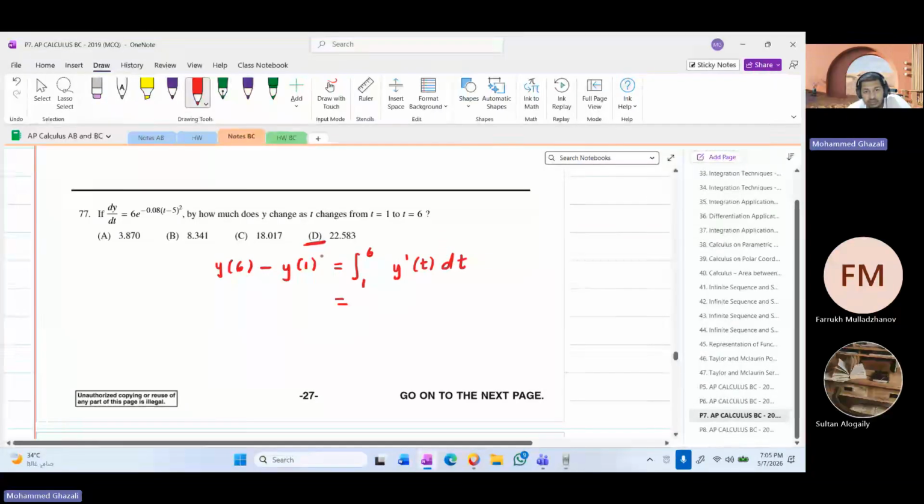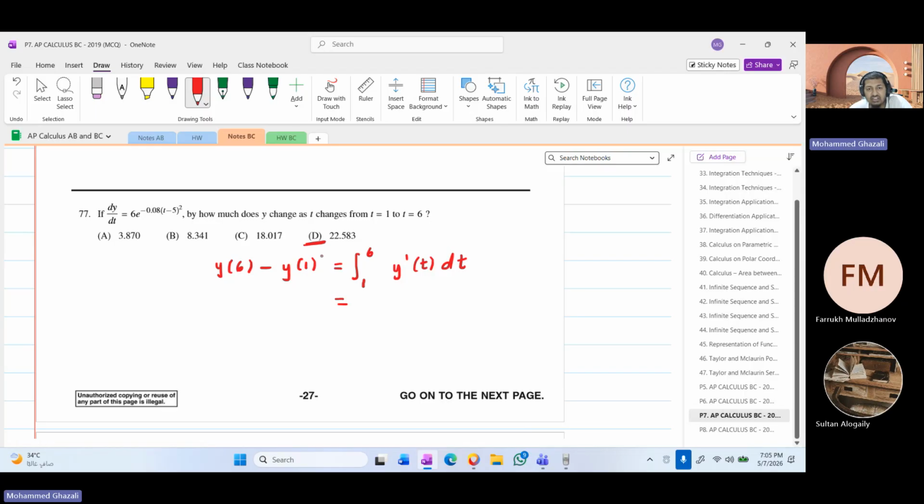You understand? By how much does y change as t changes from 1 to 6? So it's y of 6 minus y of 1. And by the fundamental theorem of calculus, the integral from 1 to 6 of y prime t dt is y of 6 minus y of 1. Substitute, right? You get a bigger function when you integrate.